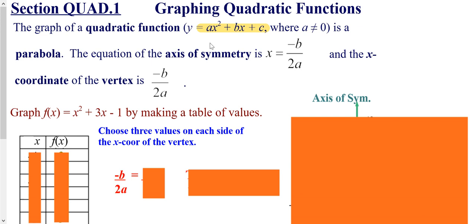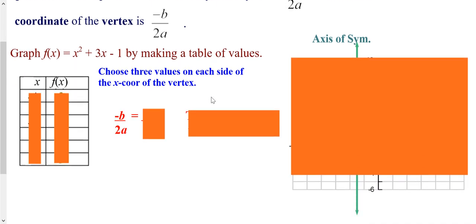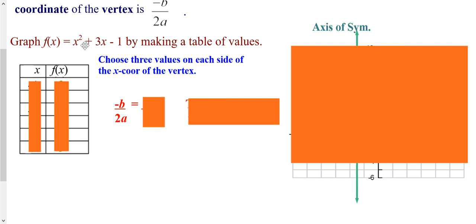Any quadratic function can be written in the form of some number times x squared plus another number times x to the first plus another number. What's in front of your x squared is a. What's in front of your x to the first power is b. And the number by itself is c. Your axis of symmetry is always x equals negative b over 2a, and the x-coordinate of your vertex is also negative b over 2a.